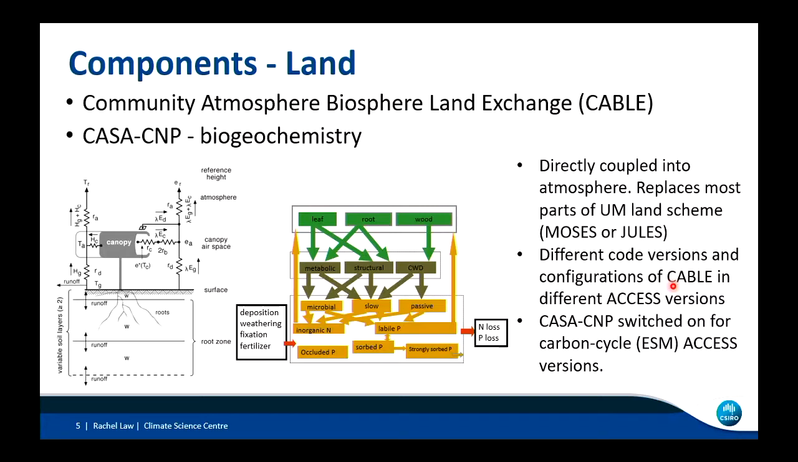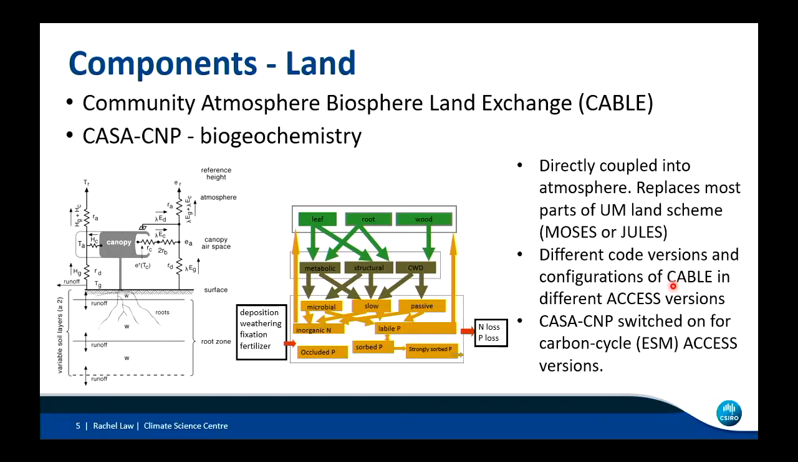Not all of our configurations use CABLE. Sometimes we just stick with the land surface model that comes with the UM. There are two parts to CABLE. There's the part that does the biophysics, so it deals with the canopy, a big leaf model of a tree, which might have sunlit and shaded leaves, it deals with the soil, it deals with snow and all of the fluxes that go between the land and the atmosphere.